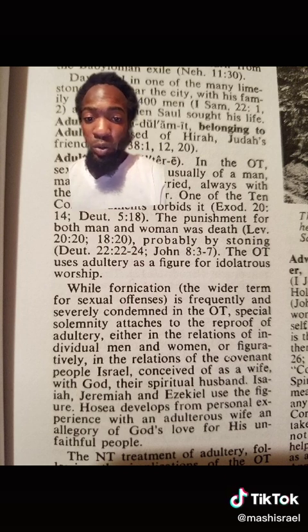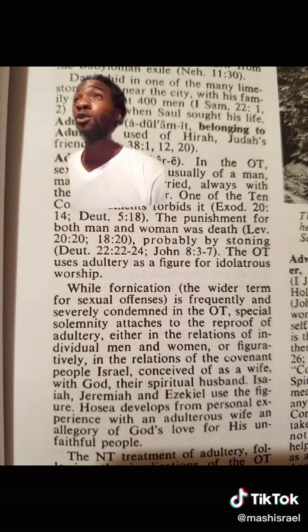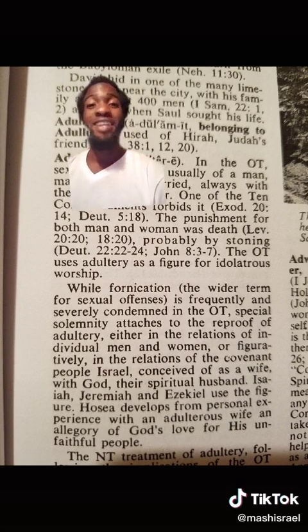Isaiah, Jeremiah, and Ezekiel use the figure. Hosea develops from personal experience with an idolatrous wife, an allegory of God's love for his unfaithful people. Y'all need to go read that. Hosea was mad. He was like, yo, you better talk to your mother. I'll throw her out naked like the day I brought her in here.